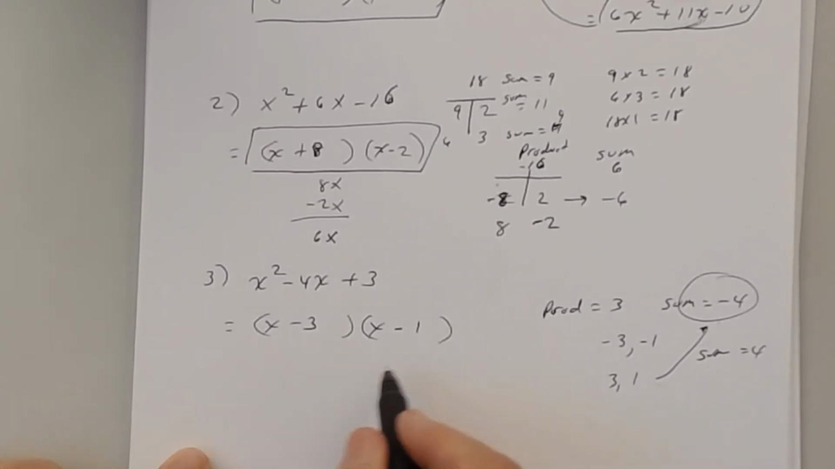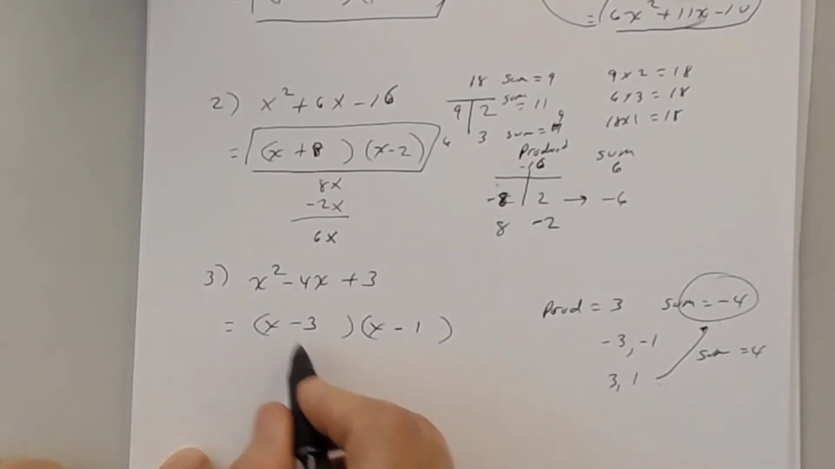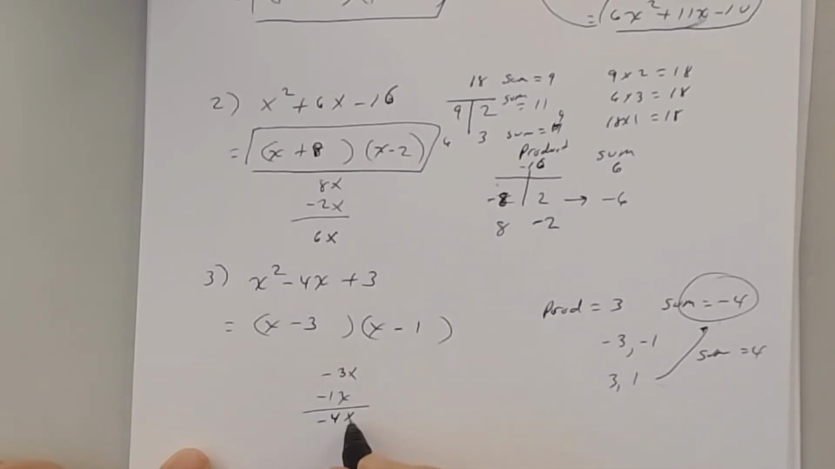Negative 1x. What's the inner? Negative 3x. When I add them up, what do I get? Negative 4x, which is what you wanted. So there's your answer.